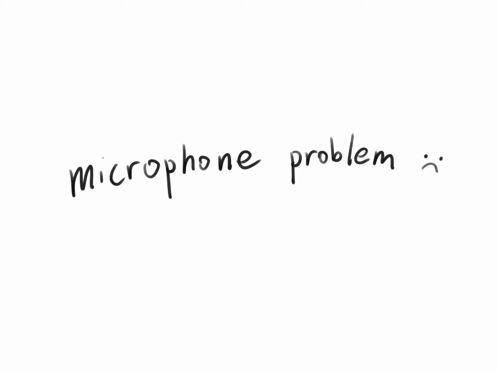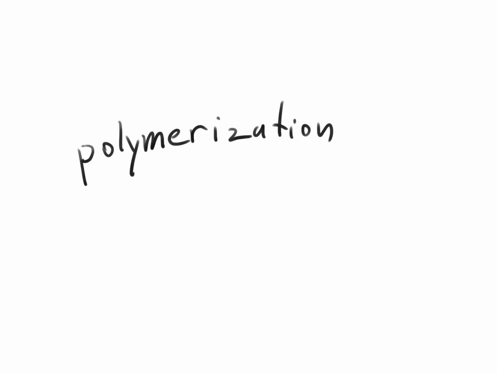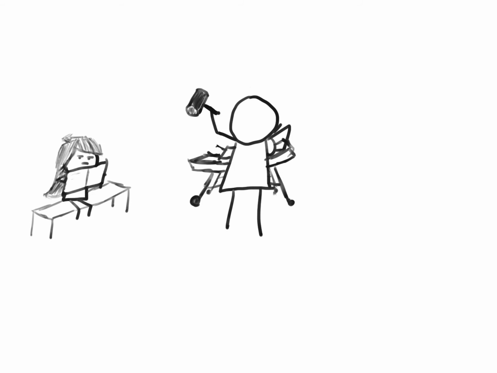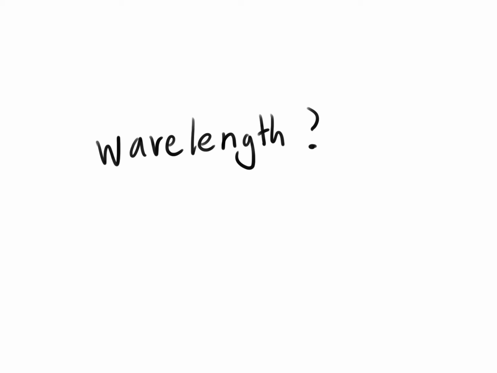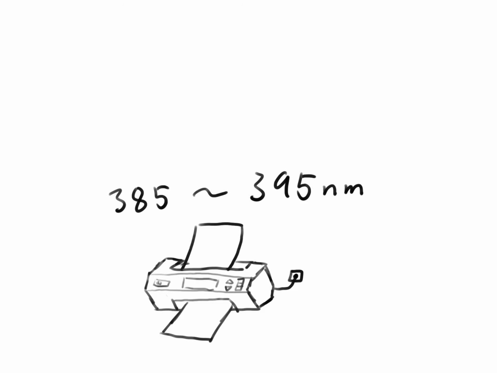UV light is also used for polymerization, or curing. If you've ever been to the dentist for cavity filling, you probably recall them pointing a weird laser pen into your mouth. That is polymerization. They use the light to harden the fillings they've put into your teeth. The wavelength of the UV light needed depends on what you're curing. For example, 385 to 395 nanometers in wavelength is used for inkjet printing to dry the ink.